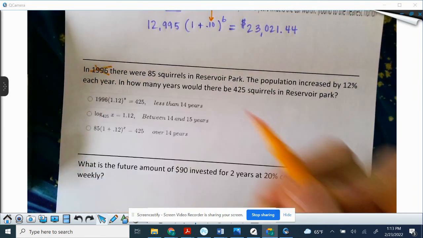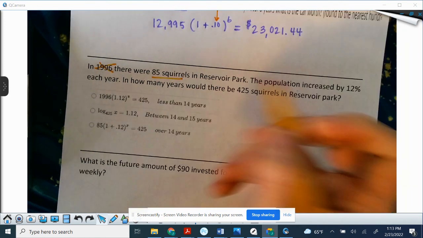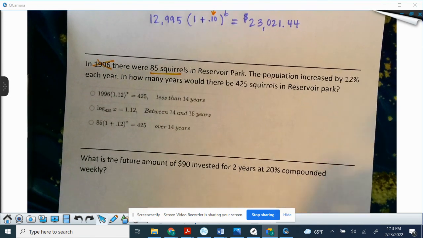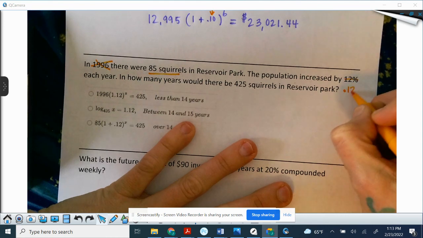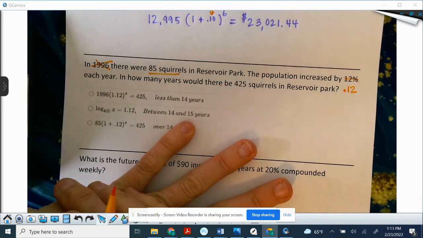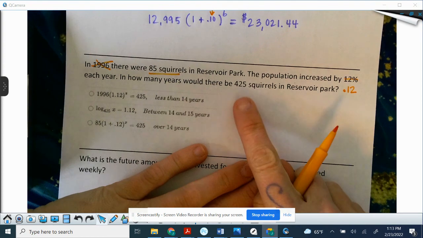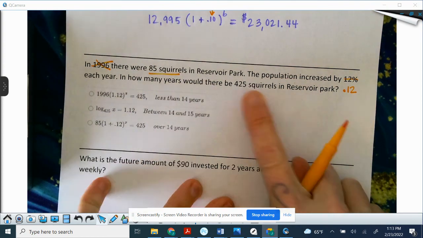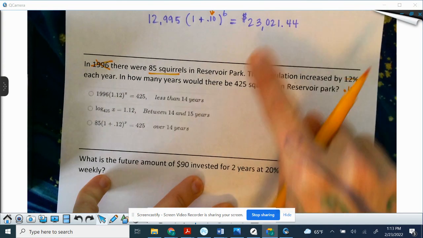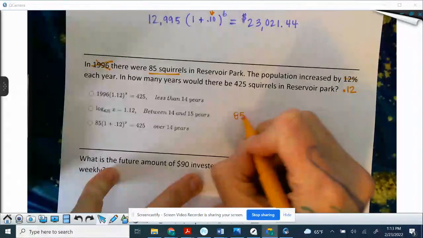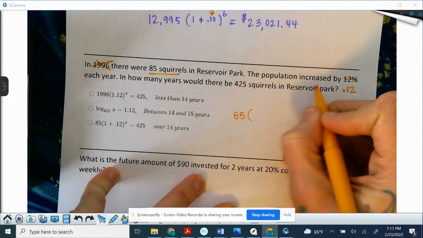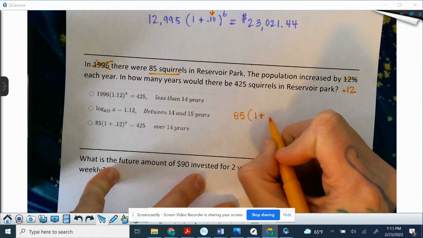Okay, so 1996 is absolutely irrelevant. There are 85 squirrels, so 85 squirrels is where we're starting at Reservoir Park. The population increases by 12% each year. How many years would it take for 425 squirrels in the reservoir? So that's when we're done, that's our output. We know we should have 85 squirrels. The population is increasing, so it's 1 plus 0.12.